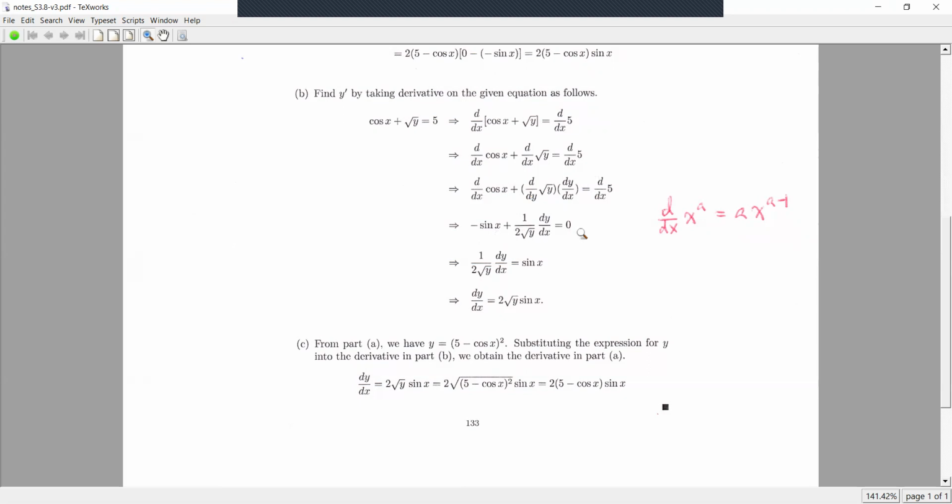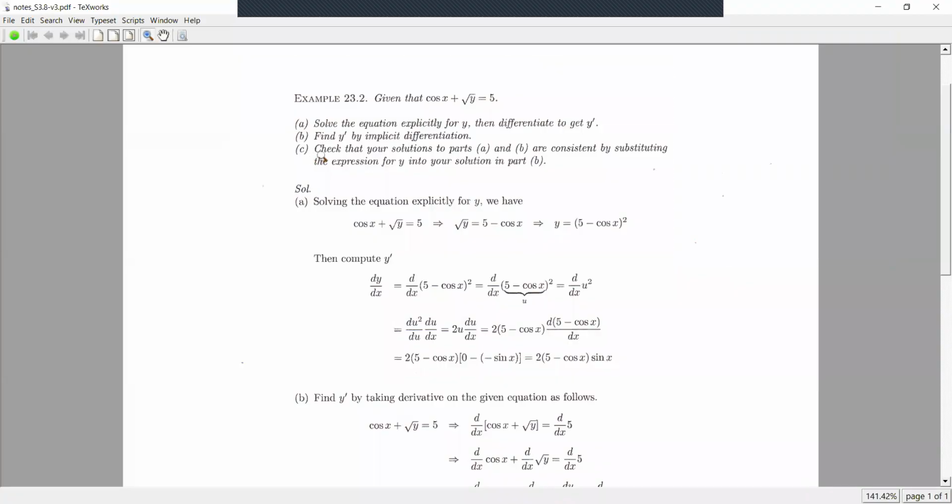Now, remember, we are looking for dy dx, the derivative of the function y. Now, solve this equation for dy dx. Move the negative sine to the right-hand side. Then we have this equation. Move 2 times square root of y to the right-hand side. Then we have this equation. This is the result of the derivative of y.